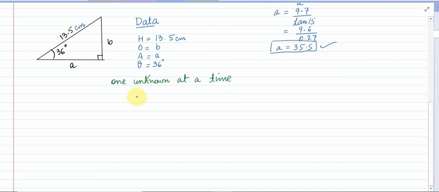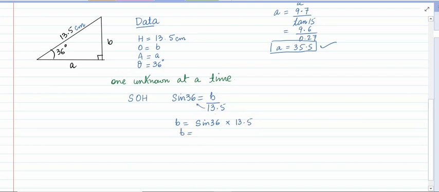So first thing, I am going to pick opposite and hypotenuse. Opposite is unknown, hypotenuse is known. Opposite and hypotenuse comes in sine. So it's sine 36 is equals to, opposite is B and hypotenuse is 13.5, right? So B will be equals to sine 36 multiplied by 13.5, right?